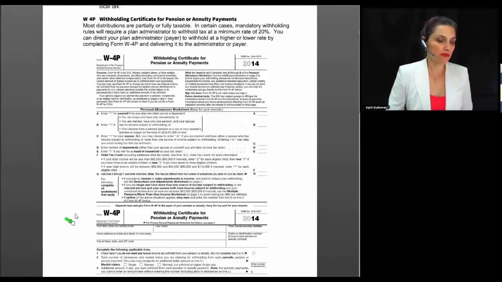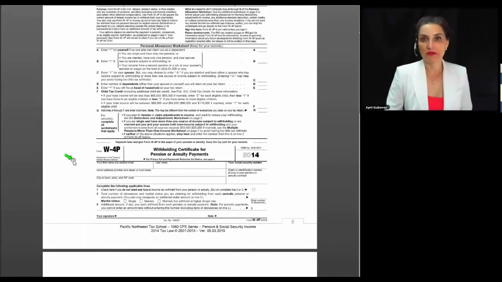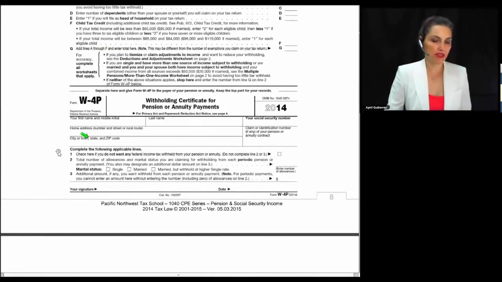The thing with W-4P and the thing with W-4 as well, W-4 being the document that you give to your employer to tell them how much tax you want to have withheld, both these documents work off the exemption system. And I find the exemption system to be confusing, to say the least, because it's misleading. I talked about this quite a bit in my class on wage income last week.